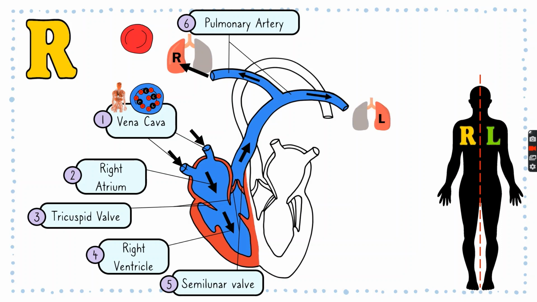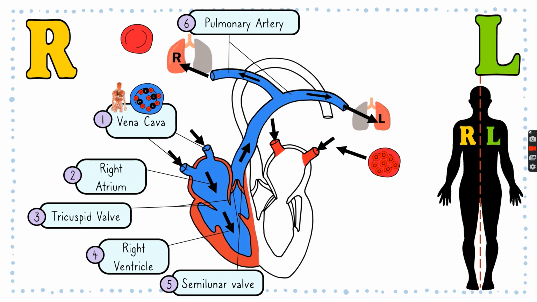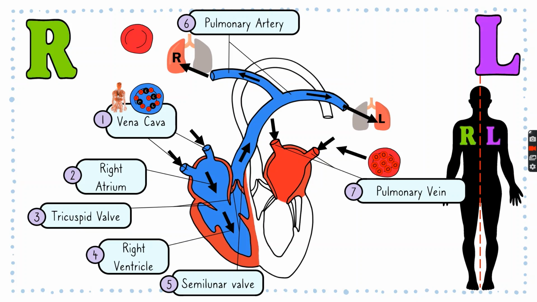This also happens in the left side of the lung. So deoxygenated blood will become oxygen-rich, oxygenated blood. This oxygen-rich blood will then enter the blood vessels right here, which is on the left side of the lung. This blood vessel right here is called the pulmonary vein. It returns oxygen-rich blood back to the heart, and it will then enter the left atrium.